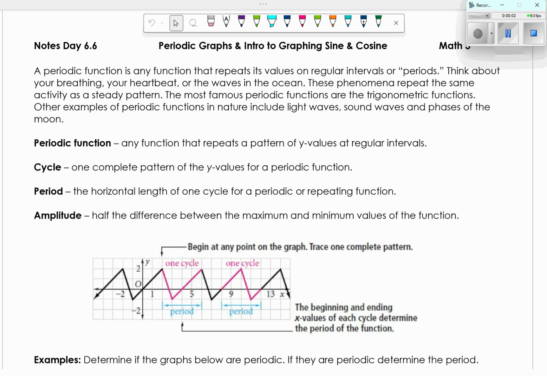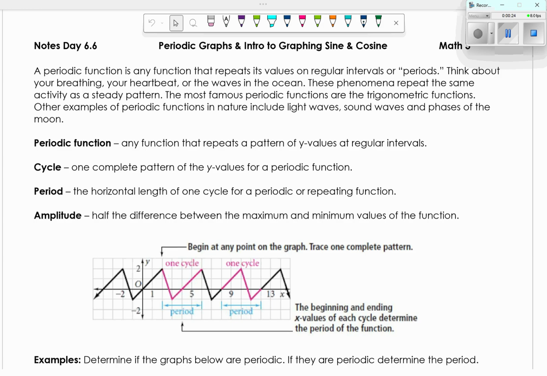Today we're going to talk about periodic graphs and intro to graphing sine and cosine. So a periodic function is any function that repeats values on regular intervals or periods, thinking about your breathing, your heartbeat, waves of the ocean, something like your birthday repeats once a year, that's periodic. These phenomena repeat the same activity as a steady pattern.